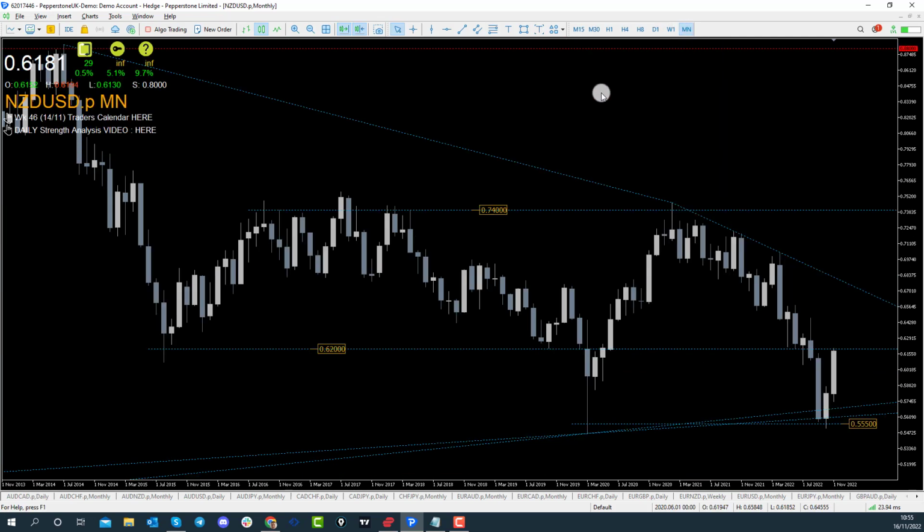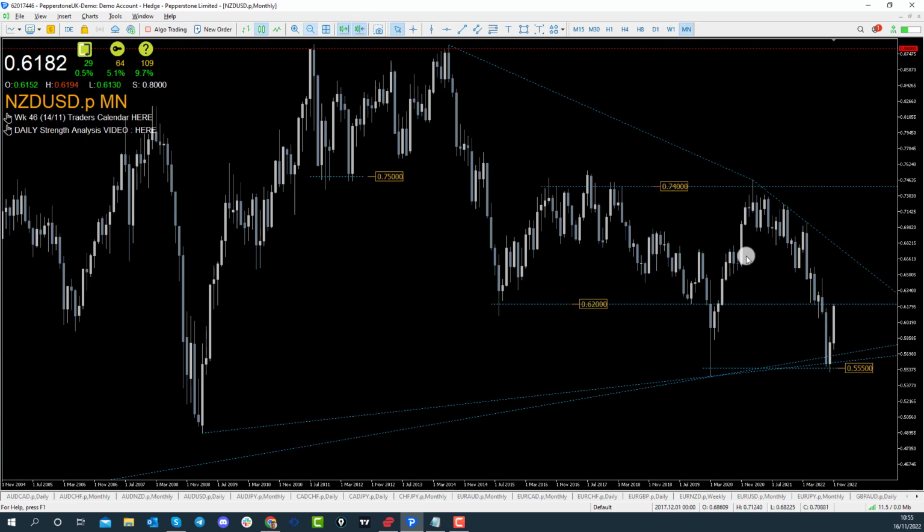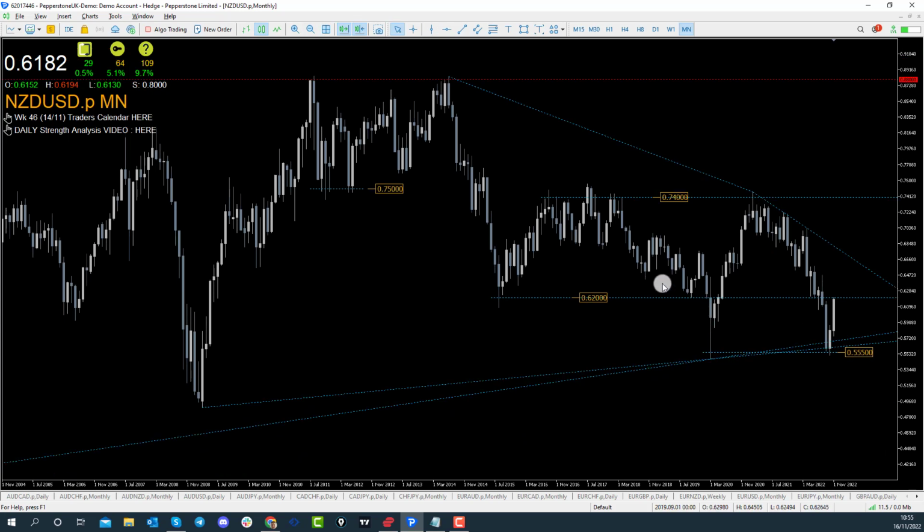I'm going to jump back to the monthly because we are coming up into an area of interest. So what could we take from this bigger picture outlook? Well, we are at support. Price did find support here and did bounce to the upside. Now we are technically trading within this sort of area here between the 0.7400 and the 0.5550 handle.